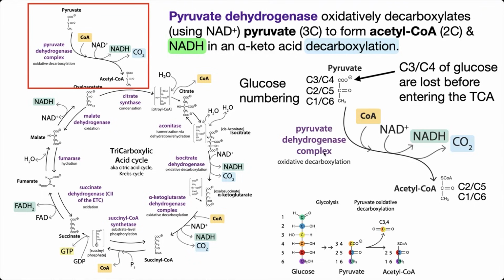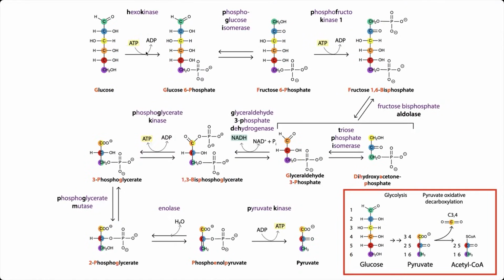And so you're going to enter 1, 2, and 5, 6. These carbons are going to enter. And so basically what happens is that in glycolysis, you end up splitting into 2 three-carbon molecules, dihydroxyacetone phosphate and glyceraldehyde 3-phosphate. And these are interchangeable between one another. So they convert between one another, but then only the glyceraldehyde 3-phosphate carries on.